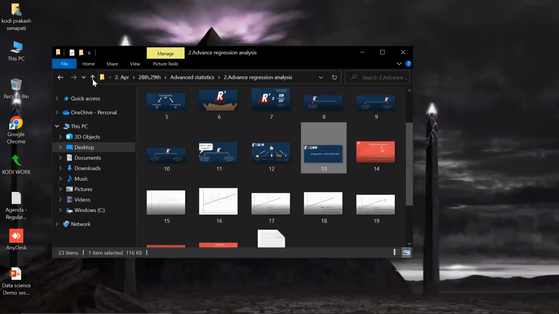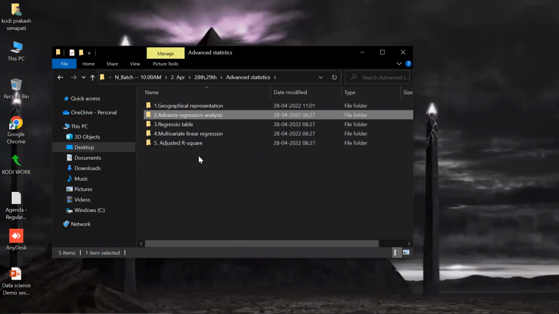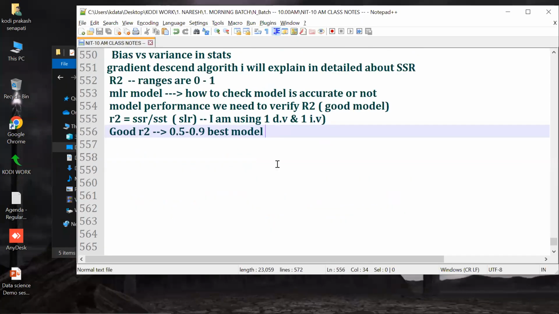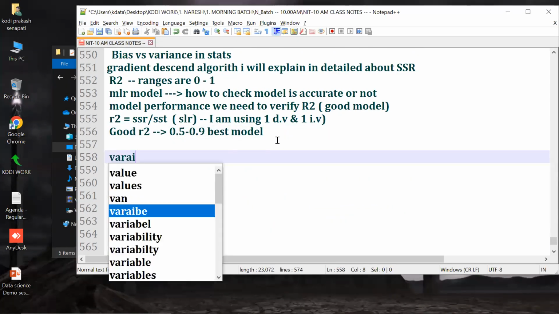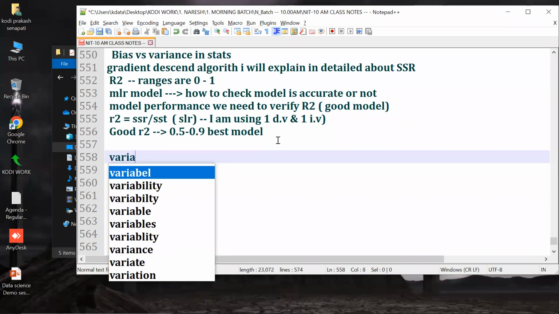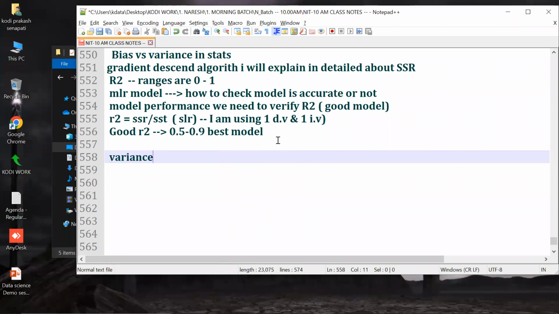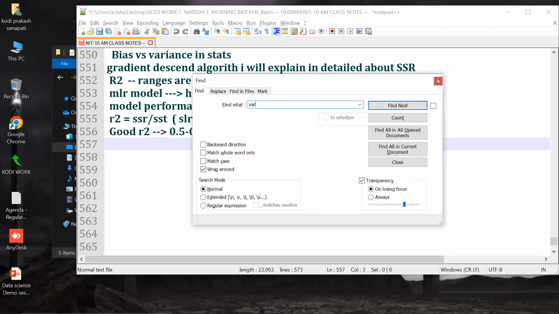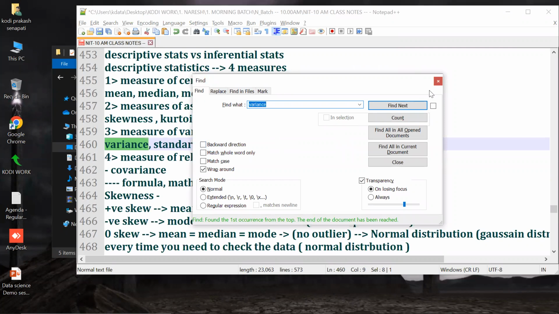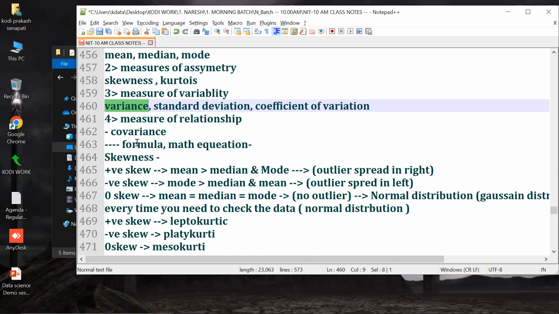Understand, guys, what is meant by R squared? Yes or not? Another one is variance. You know what is meant by variance? We understand it is the spread of the data. Variance. See? What does variance mean, guys?